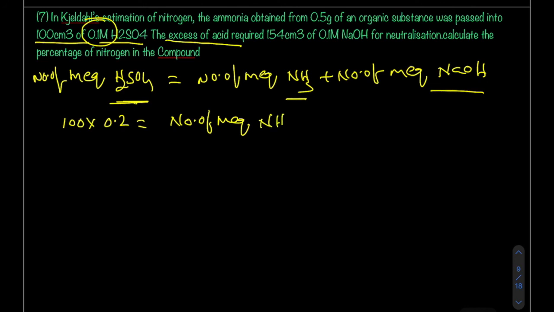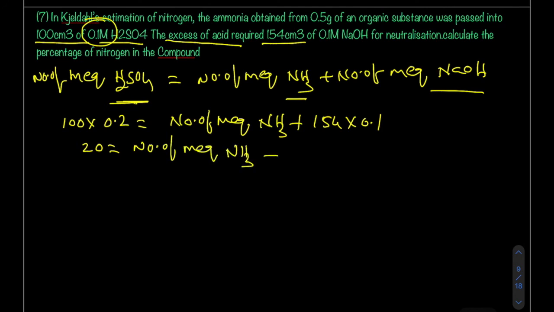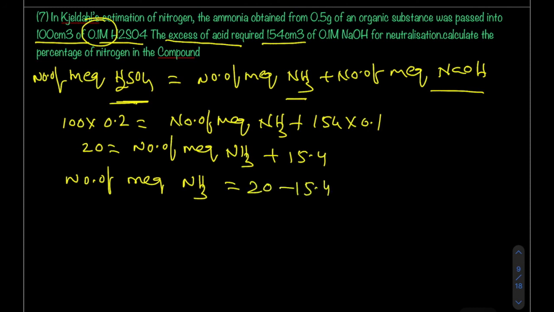Ammonia milli equivalents are to be calculated. Plus, what is the milli equivalents of NaOH? Finally you have 154 ml multiplied by 0.1 molar. So you have 20 is equal to number of milli equivalents of ammonia plus 15.4. From here we calculate the number of milli equivalents of ammonia. That is 20 minus 15.4, that will be 4.6.